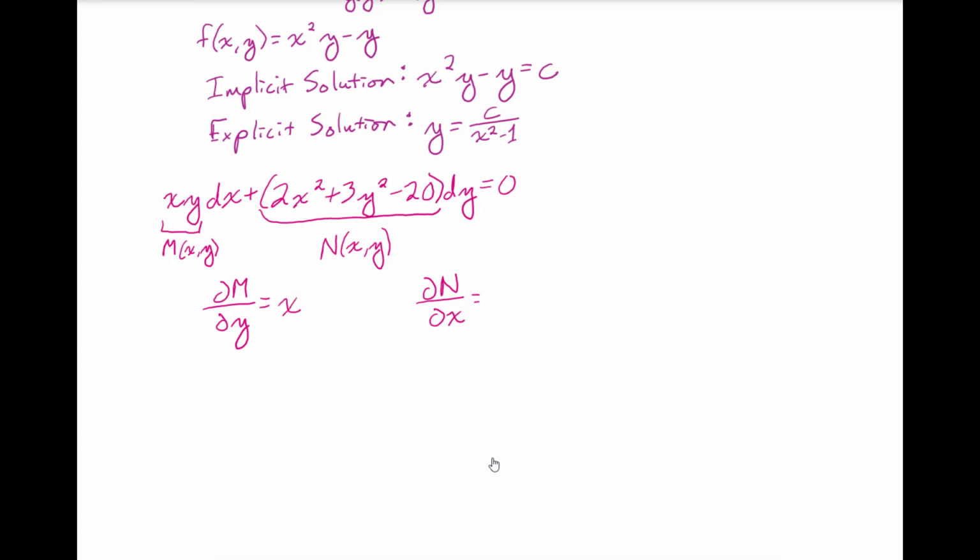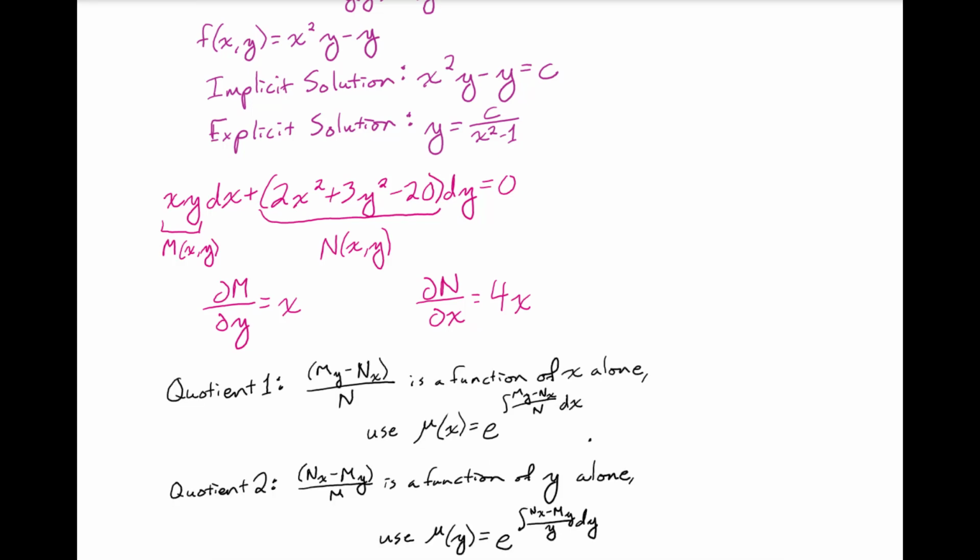However, when I take the partial derivative of N with respect to x, I get 4x from the first term, and then everything else is 0 since they're all treated as constants. But x does not equal 4x, so this is not an exact equation, and I can't use my exact solution technique on it. So when this happens, we have a couple of quotients that we can go to, and if they satisfy certain criteria, then we can make use of an integrating factor to turn this into an exact equation, so we can use our exact equation solution technique on it.